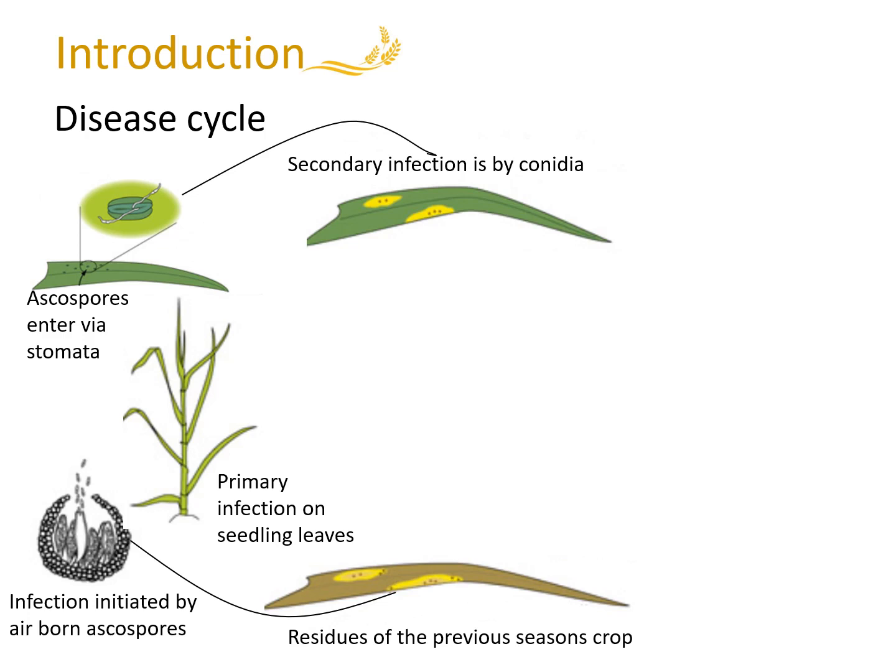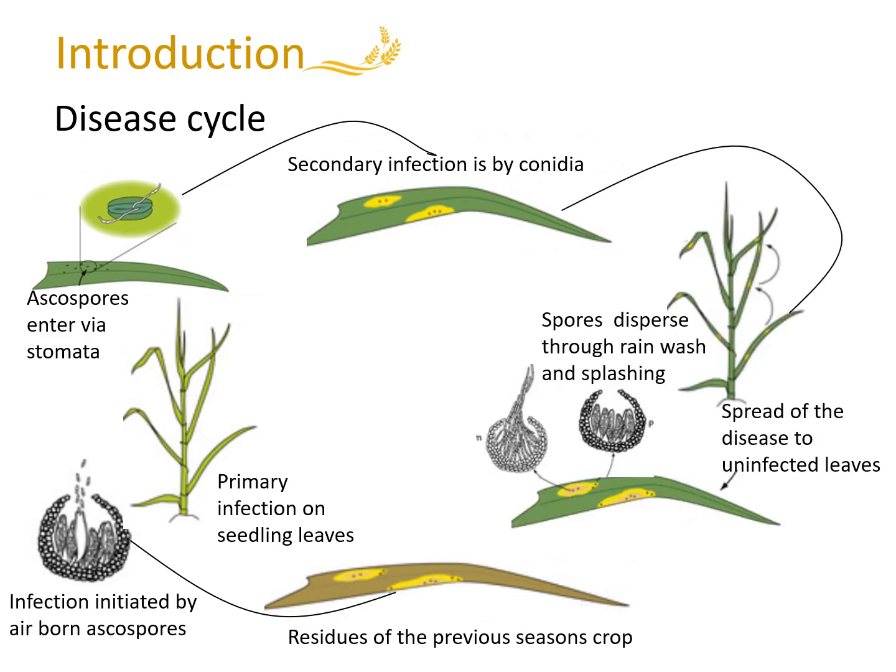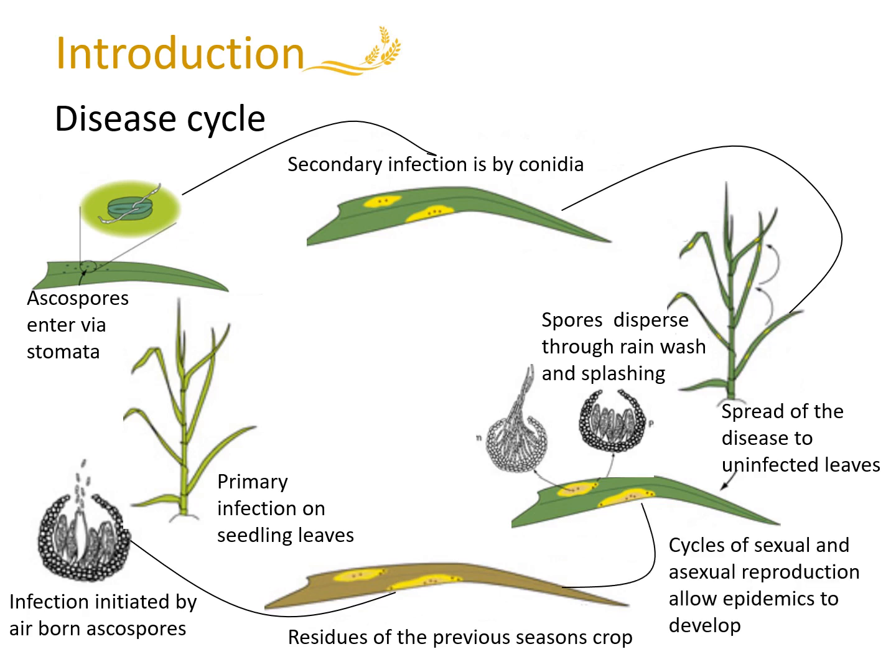Secondary infection of Septoria tritici blotch is initiated by conidia, which form readily in high humidity, particularly if there is water present on the leaves. These spores disperse through rainwash and splashing, causing the spread of the disease to uninfected leaves. Thus, many cycles of sexual and asexual reproduction during the growing season allow epidemics to develop rapidly.